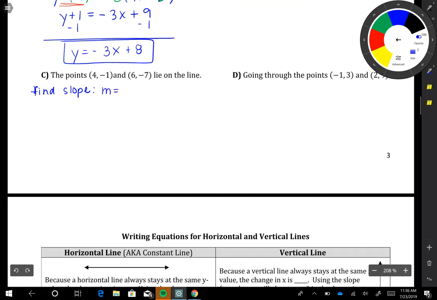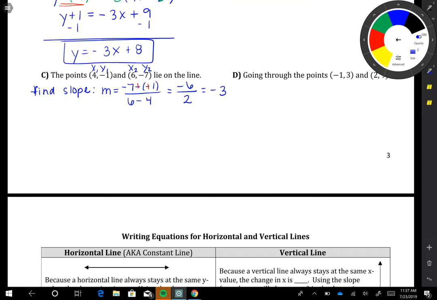M equals, let me label these. I think that's helpful. x1, y1, x2, y2. So in my numerator, I do my y's. That's -7 minus a -1. And in my denominator, I do my x's, 6 minus 4. Remember, subtracting a negative changes to addition. So my numerator, -7 plus 1, is going to give me -6. My denominator, 6 minus 4, is 2, and woohoo, -6 divided by 2 is -3. All right, an integer slope.